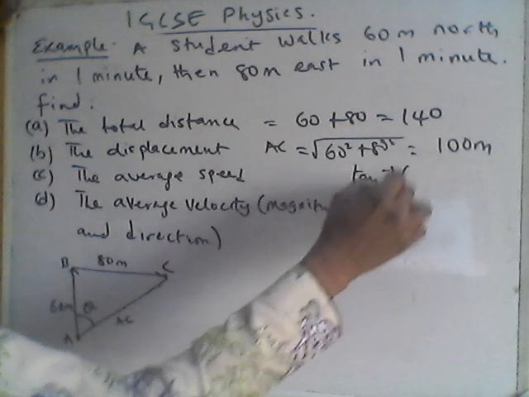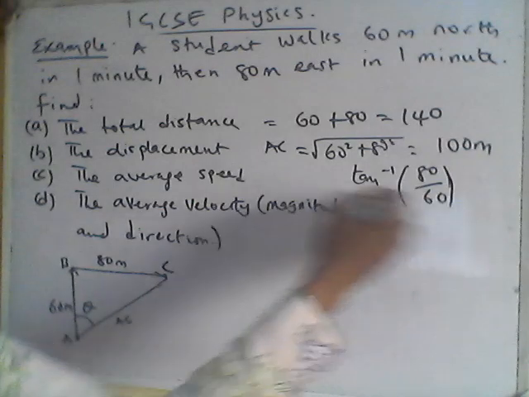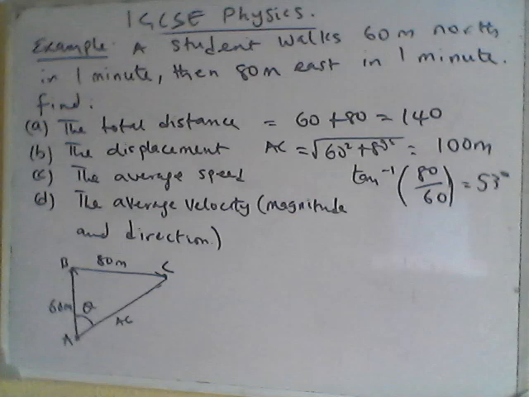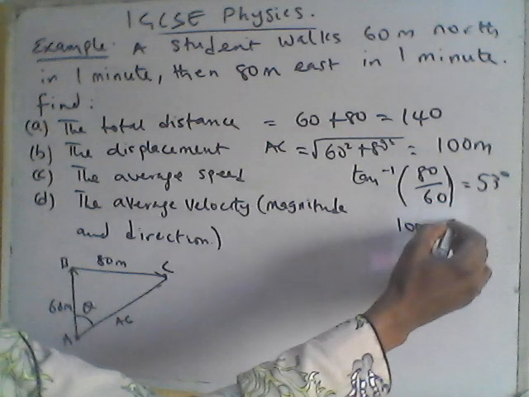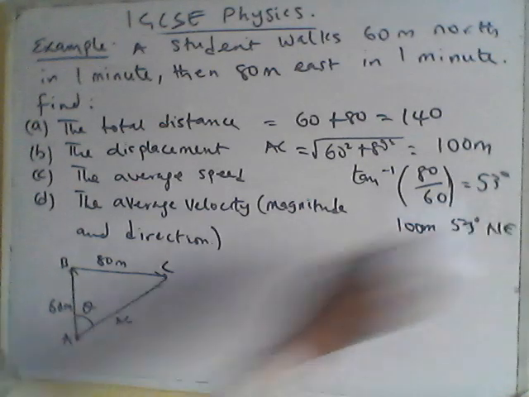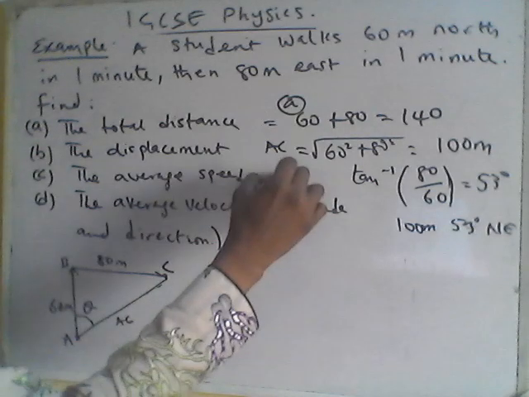Tan inverse of 80 over 60, which will give me 53 degrees. So this guy moved 100 meters, then 53 degrees northeast, or east of north. So I have solved A, this is A, and this is B.